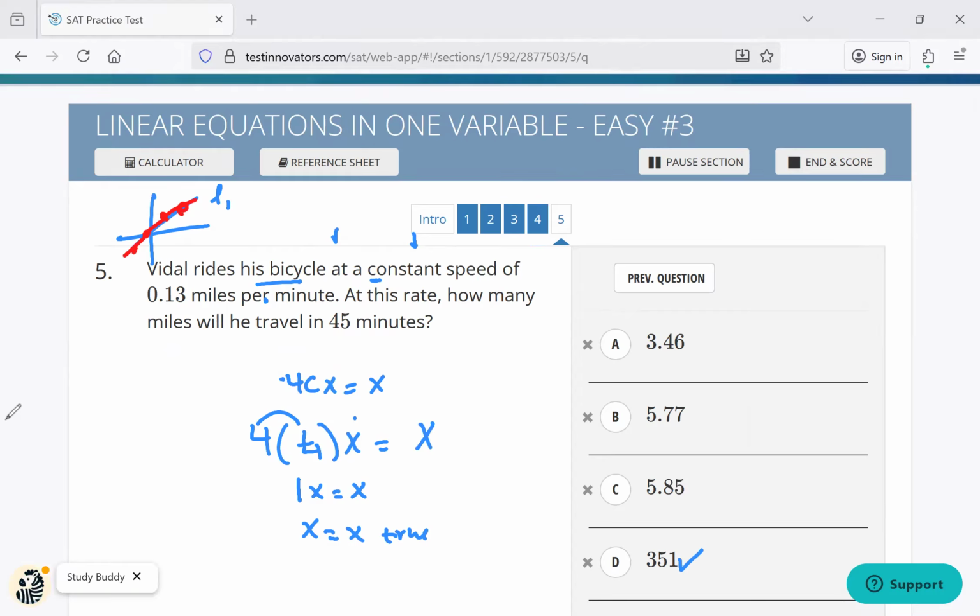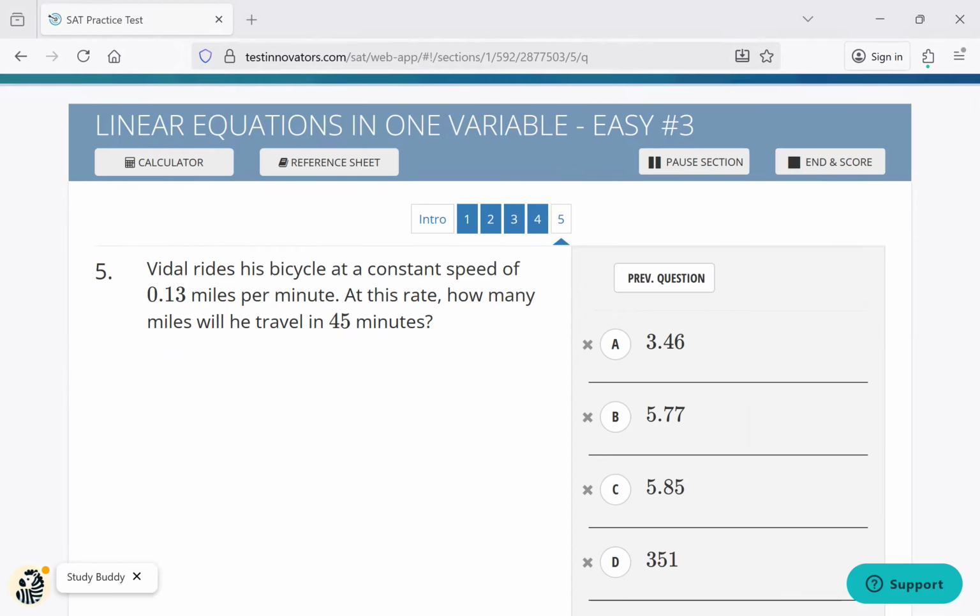Okay, let's move on to question 5. Vidal rides his bicycle at a constant speed of 0.3 miles per minute. At this rate, how many miles will he travel in 45 minutes? So I know this is a linear equation because it said so, but you know any linear equation is a form of y equals mx plus b, but more specifically in this word problem, we're dealing with speed, distance, and rate.